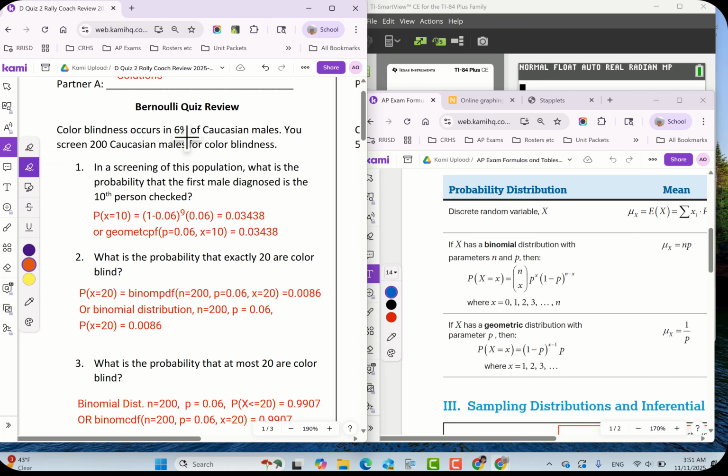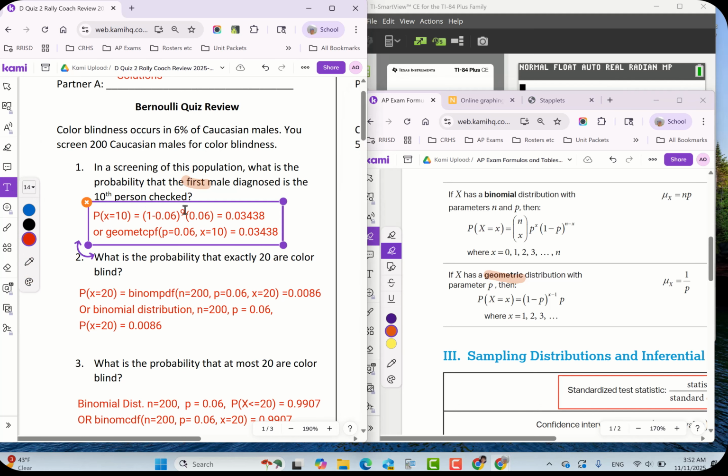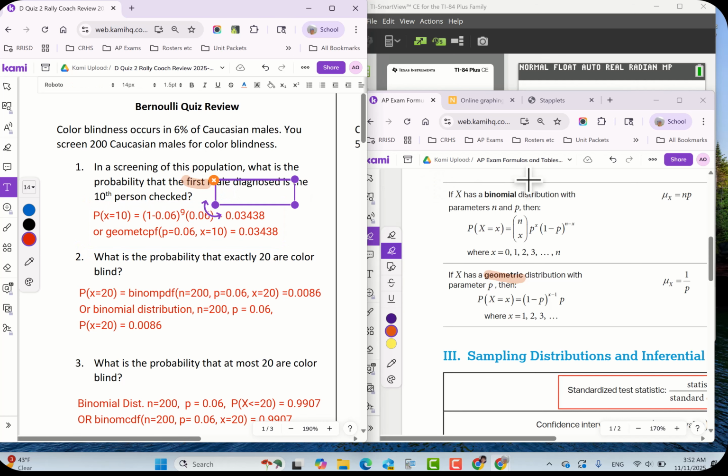So you see the first. That is your key that this is geometric over here. So right over here, that would be geometric distribution. Okay, go ahead and do that. So geometric. And the way you fill in the formula, you have X is 10. So let me write that down. So X equals 10. And P equals 0.06. All right. So I usually have my students try to write those down before they even do a formula.